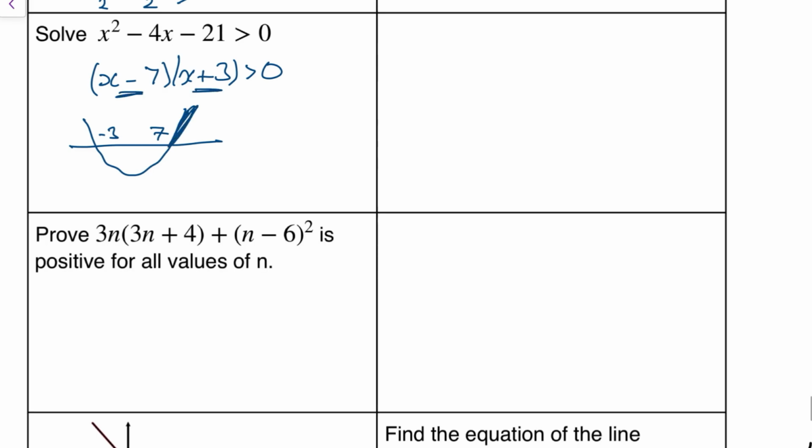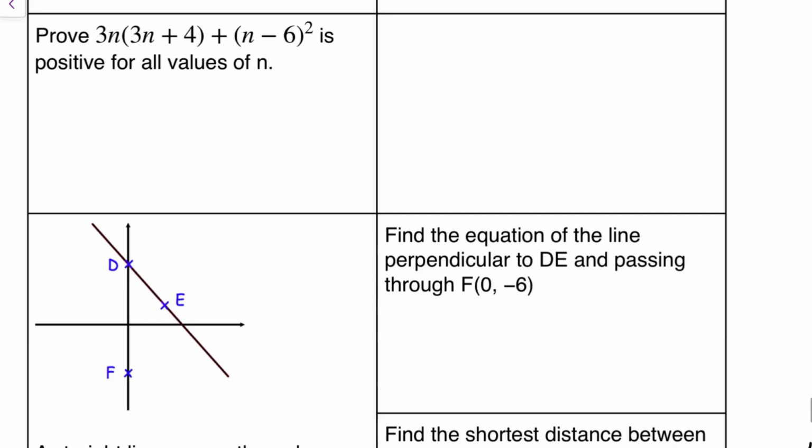And I want all values that are greater than 0. So in other words, I want all values where x is greater than 7 or x is less than minus 3. Question done. Next question.